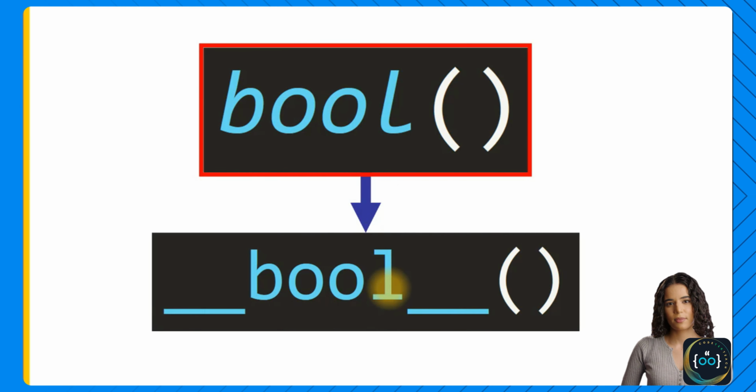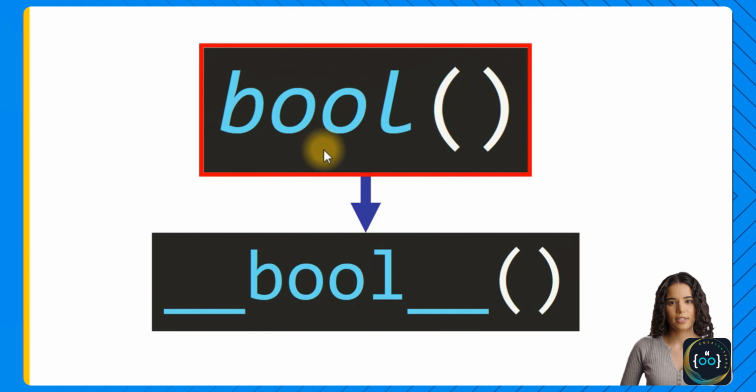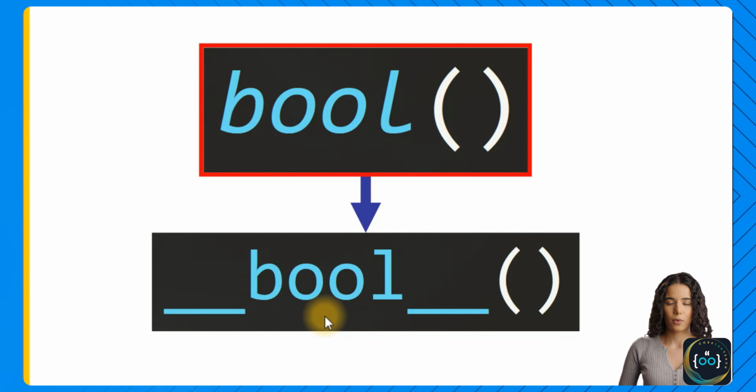So, based on what we just read in the documentation, whenever we call the bool function, we are actually calling the __bool__ method indirectly. This method will also be called if we use the object in a Boolean context, for example, in a conditional or as part of a condition. So let's start writing the code for our first example.